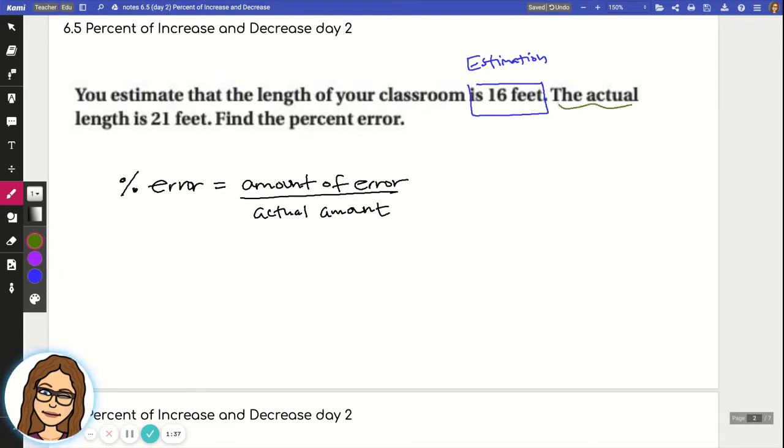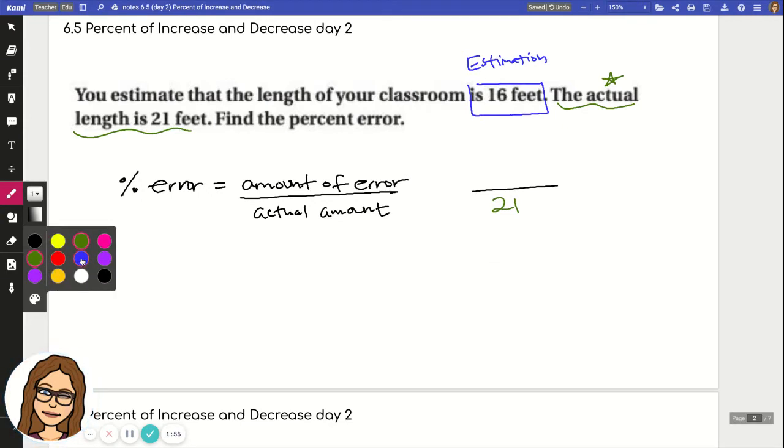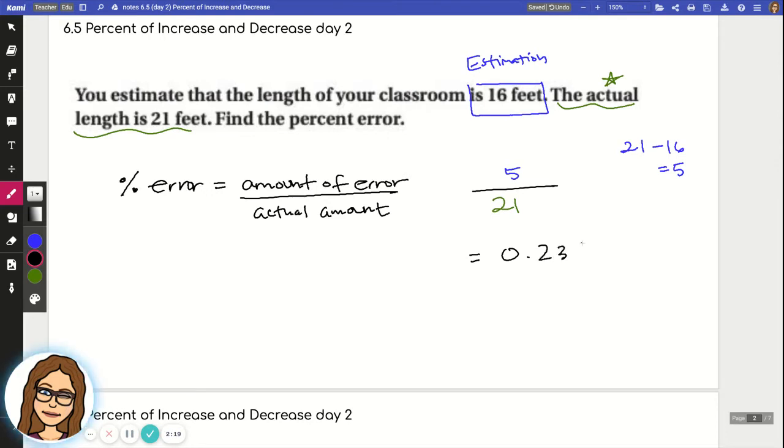Then we look here, it says the actual length is 21 feet. Here's that keyword actual. So I know that if I'm going to talk about my ratio, the actual amount is 21. Well, how off were you? You guessed 16. So if we take 21 and we subtract 16, we're going to get 5. So you were off by 5 feet. So we need to figure out what percent 5 over 21 is. So take your calculator, 5 divided by 21. We'll just round to the nearest tenth since that seems to be what we've been doing. 0.2380.